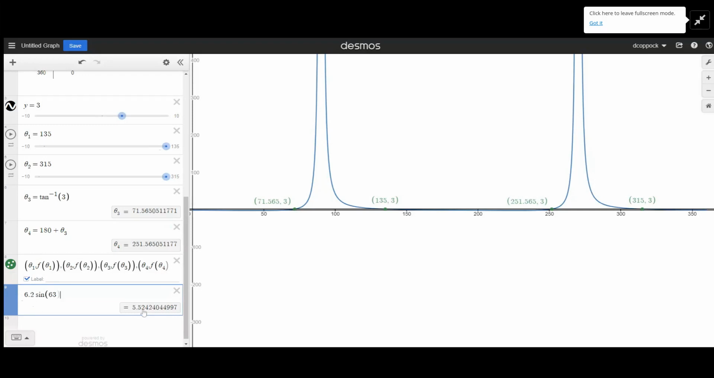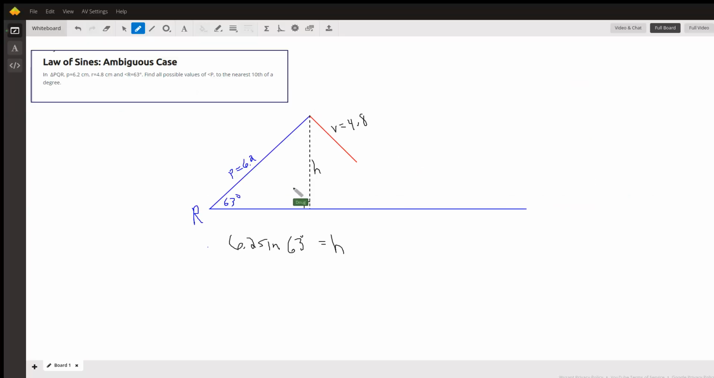Okay, and if I share my screen, go to Desmos, and right down here, the sine of 63 times 6.2 is 5.524. H equals 5.524. What did it say? My wrist slipped there.